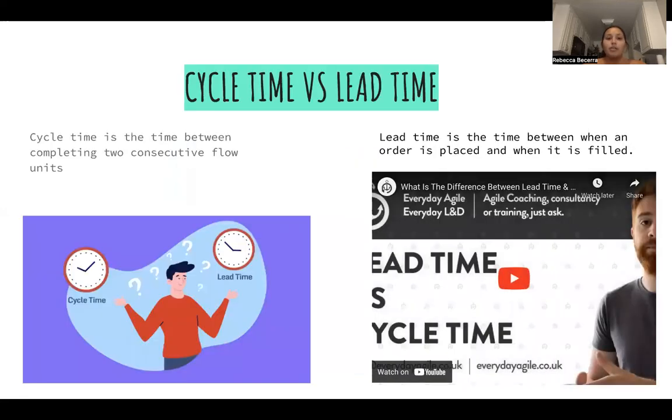Lastly, I wanted to talk about cycle time versus lead time. We learned about cycle time in the previous slides. Just to say again, cycle time is the time between completing 2 consecutive flow units. One term that gets pretty mixed up is lead time. Lead time is the time between when an order is placed and when it is filled. So just a bit different, but I know it could be confusing to hear that. So I'm going to show you a quick video that explains in more depth how to determine whether it would be cycle time or lead time.